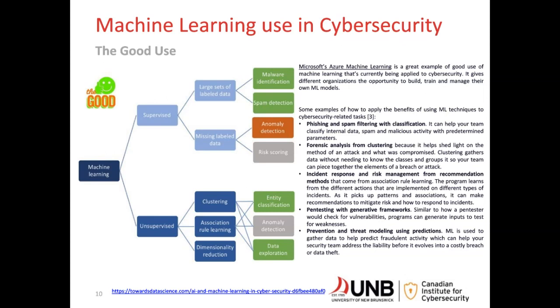Microsoft Azure machine learning is a great example of good use of machine learning that is currently being applied in cybersecurity. It gives you the opportunity to build, train, and manage your own model. Here on the right side, there is a list of some benefits of using machine learning techniques for cybersecurity related tasks. For example, phishing and spam detection with state-of-the-art classification models such as deep learning can help the security teams to classify internal data, spam, and malicious activities with predetermined parameters or classes.